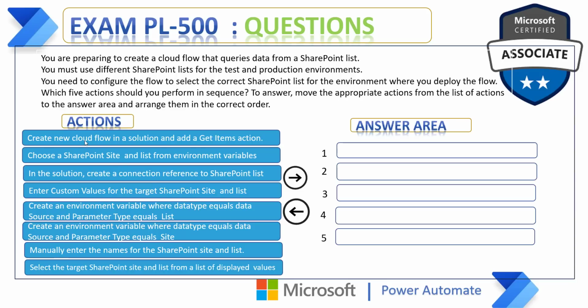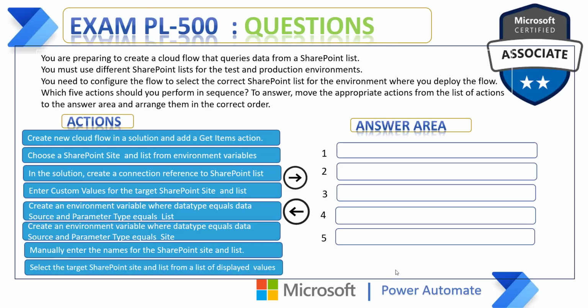And coming to the third action, create a new cloud flow in a solution and add a get items action. Inside the get items action, we choose the SharePoint site and list from the environment variables, which is the fourth action. And finally, after importing the solution to the production environment, we select the target SharePoint site and list from a list of displayed values. These are the sequence of actions which we have performed in order.